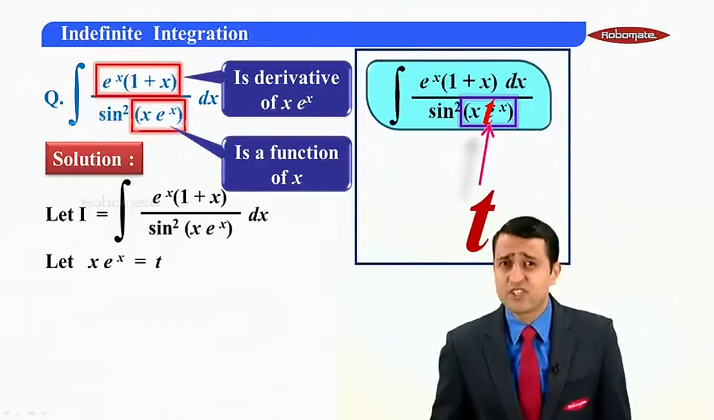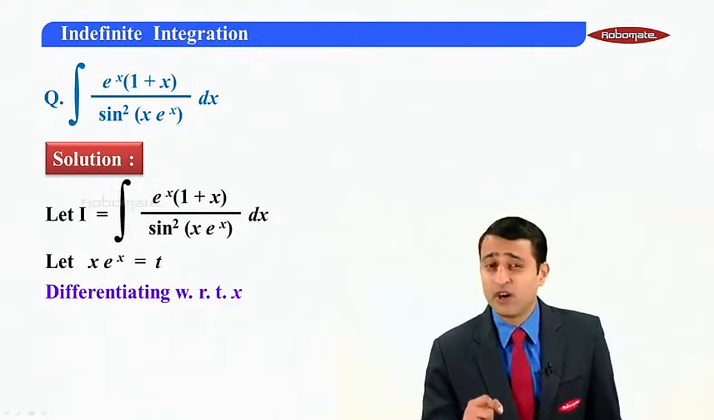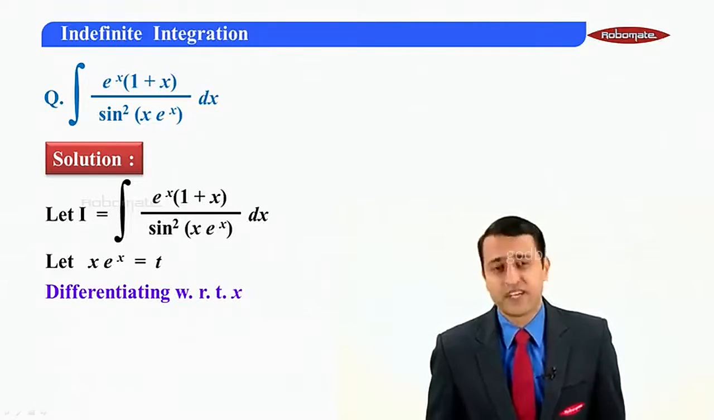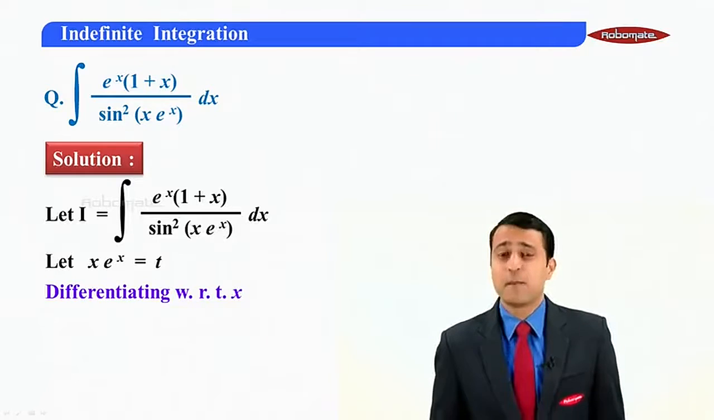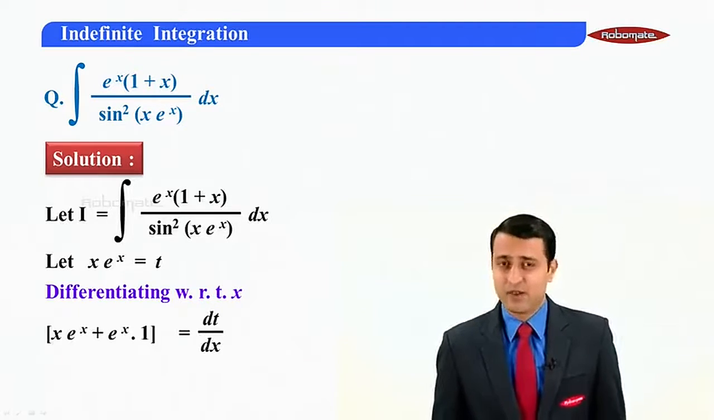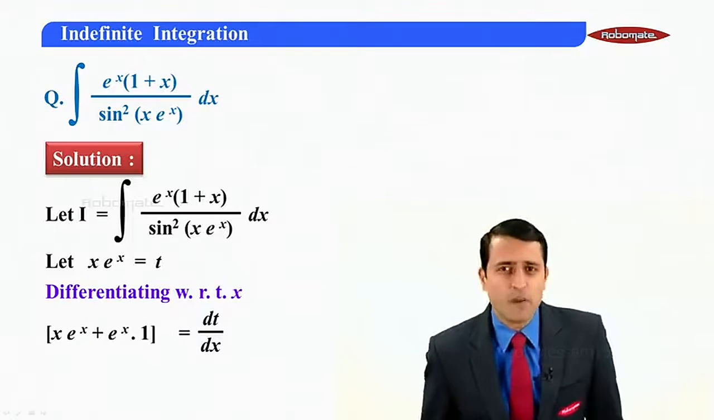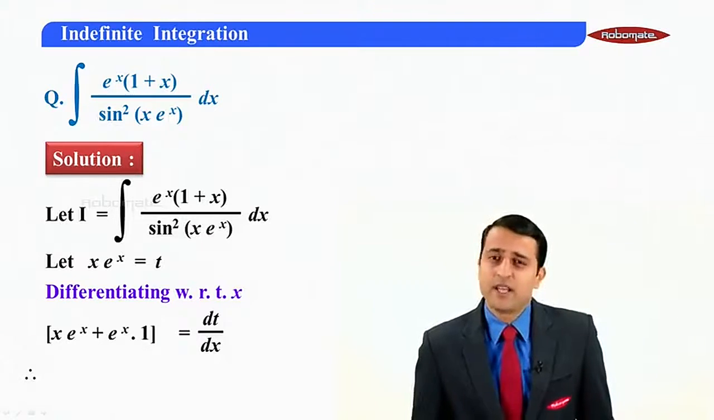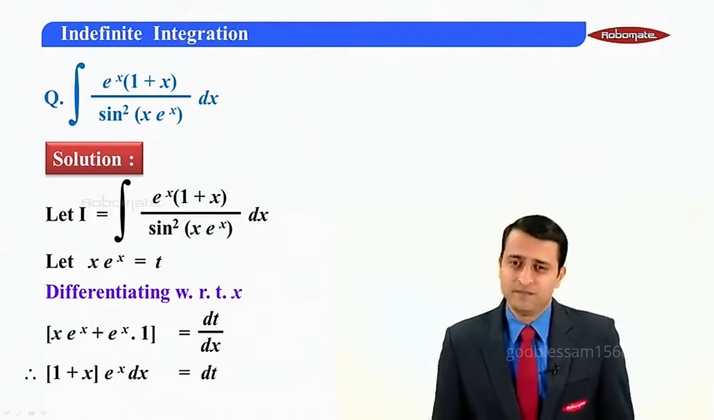Now students, when I have to differentiate with respect to x, we know that the left hand side is a product of two standard functions. So we need to apply the u into v rule of derivatives. That is, on differentiating, we'll get x e power x plus e power x into 1 is equal to dt by dx. Is that okay, students? Now if you observe, the two terms on the left hand side have an e power x common. Both the terms have an e power x. So we may rearrange as e power x into x plus 1 dx is equal to dt. Is that okay?